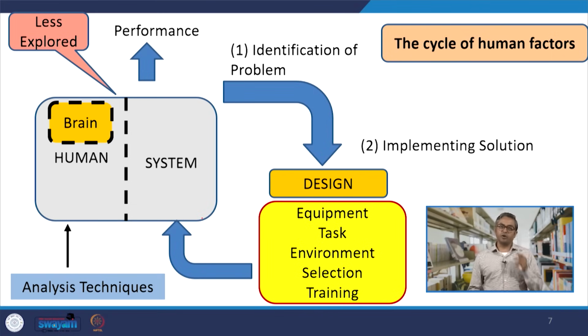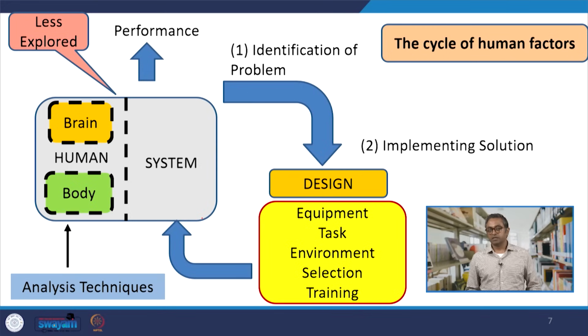Humans, when we talk about human beings, can be split into two parts. One is the brain and another is the body. Brain and body coordination in human beings directly and indirectly influences human machine interaction or human system interaction. This discipline, where the amalgamation of brain and body is happening, has been less explored in the human factor discipline.